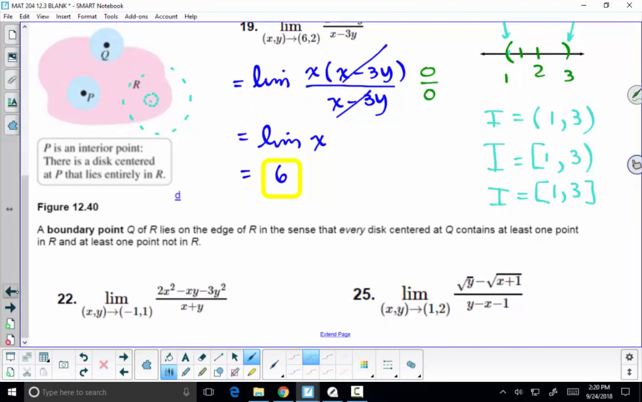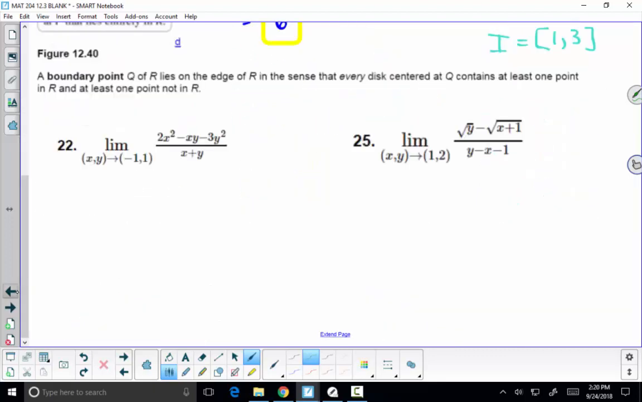So let's go on down here. Same idea, we're looking at boundary points, or creating these indeterminate forms, so we have to do more work. We carry the limit symbol down. We factor this. Looks like it will factor into something. That's not right. That's not how it factors.